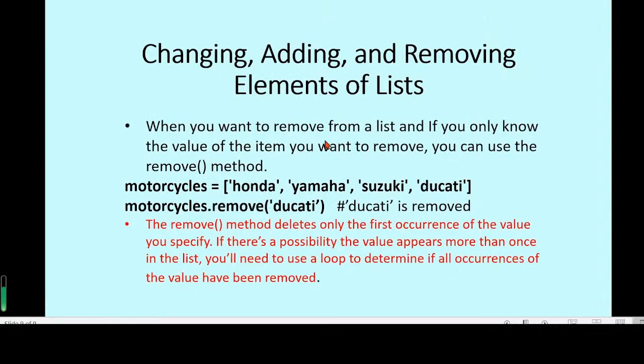So when you want to remove from a list, if you know the value of the item you want to remove, you can use the remove method. So this is a list with 4 motorcycles. If we want to remove the item with this value, we can use motorcycles.remove('ducati'). So Ducati is removed, but note the remove method deletes only the first occurrence of the value you specify. So if there is a possibility the value appears more than once in the list, you will need to use a loop to determine if all occurrences of the value have been removed.